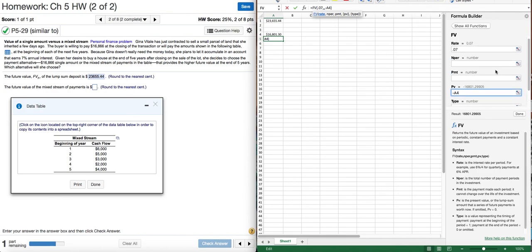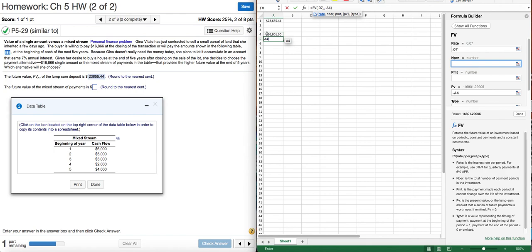And here now is where we need to make an adjustment, and that's concerning the number of periods. This is the same thing that I explained with the financial calculator solution, in that we are working with a 5-year period. However, the difference is that the payments on the mixed stream will be made at the beginning of the year. So we did not account for that when we calculated the present value of this mixed stream of cash flows.